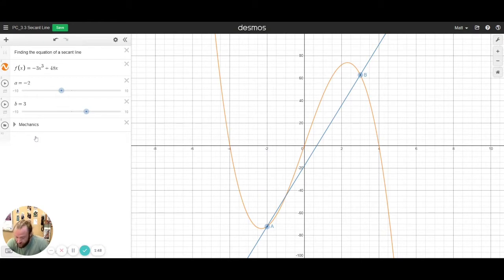And the last part was finding the third intersection. So if you notice right here is where that third intersection point is, and again, Desmos nicely finds intersection points automatically for us, and we were also correct there.